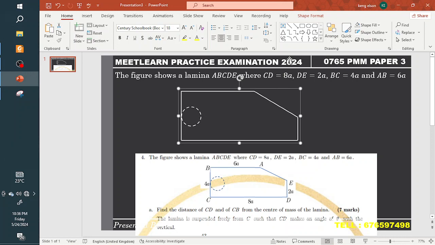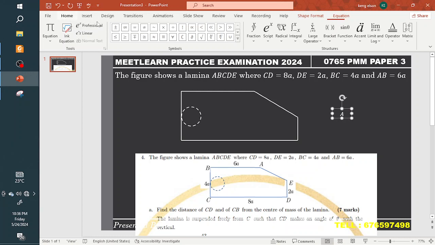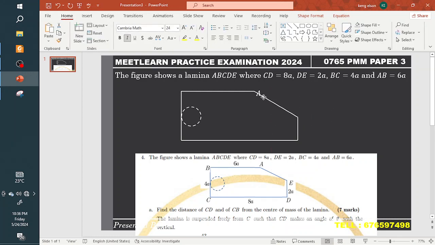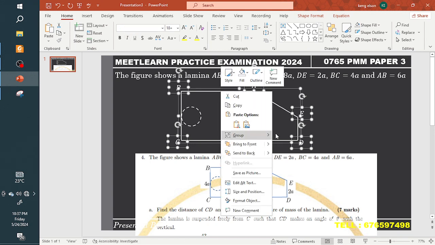All right, now a text box again. We draw the text box, we put A, we take it to 24, we place A here. We copy and paste, we change it to B, we place B here, we copy and paste, we change it to C, we place C here. We copy and paste, we place D here, then we copy and paste, then we place E here, we change, we select, then we group.